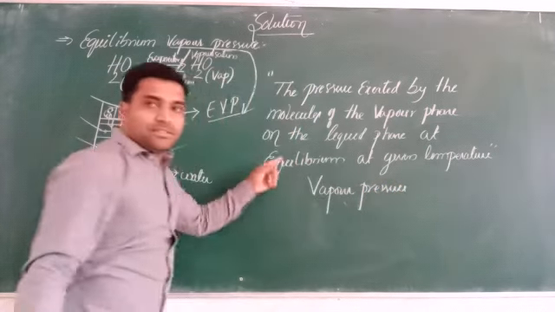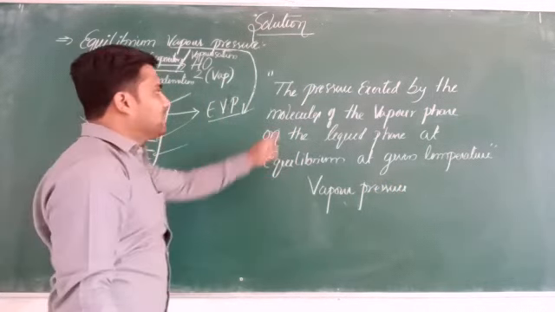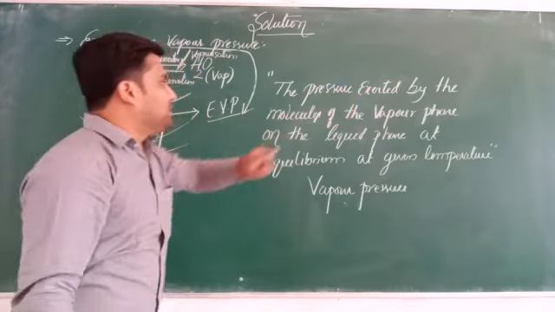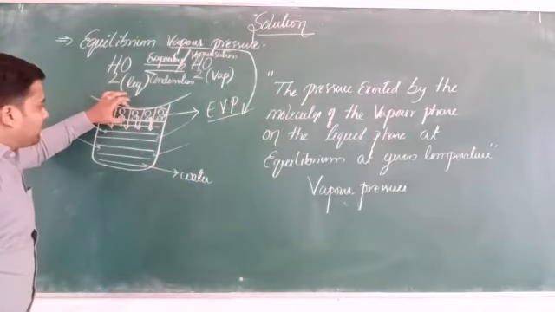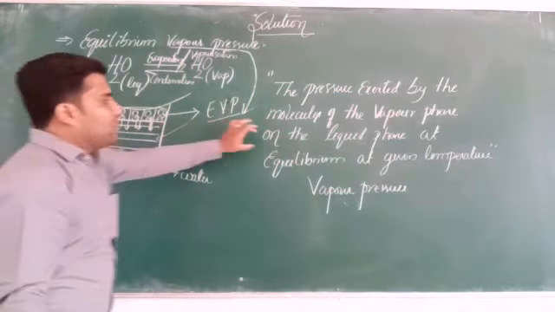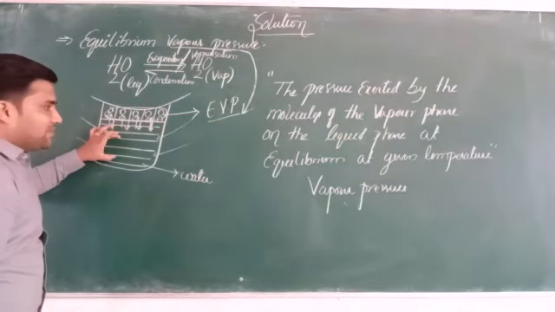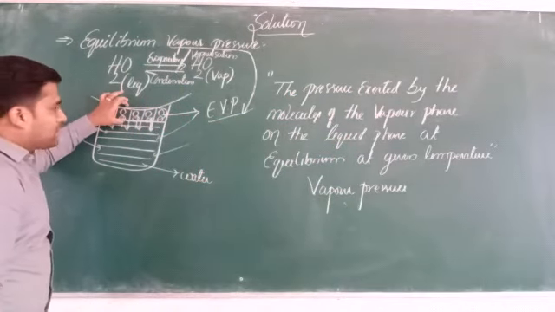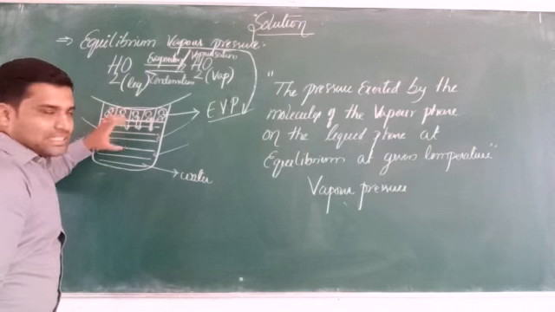Right? So this is the definition of vapor pressure. That is the pressure exerted by the molecules of the vapor phase here, on the liquid phase. So this is the liquid phase, this is the vapor phase. On the liquid phase at equilibrium.